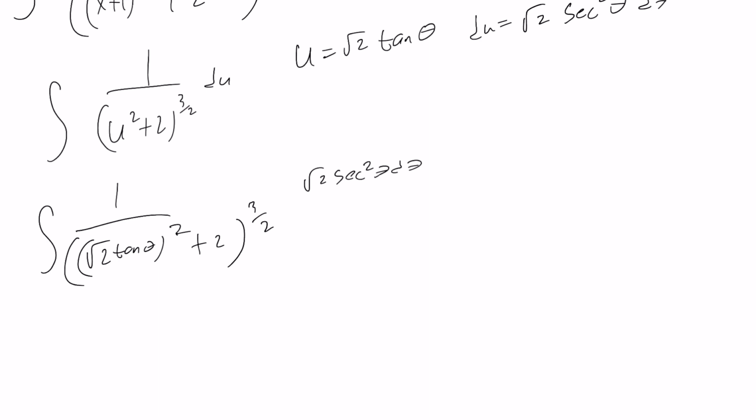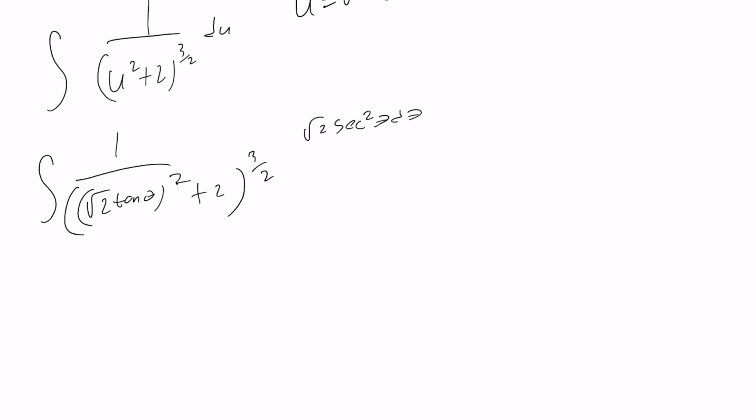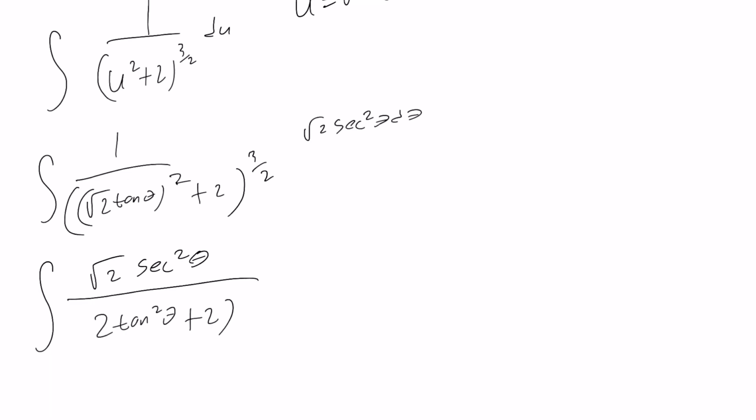And this square root 2 tangent theta squared, I'll square all that, and I'll move everything that's in here to the top, just to save on writing. This becomes the integral of root 2 secant squared theta over 2 tangent squared theta plus 2 to the 3 halves d theta.